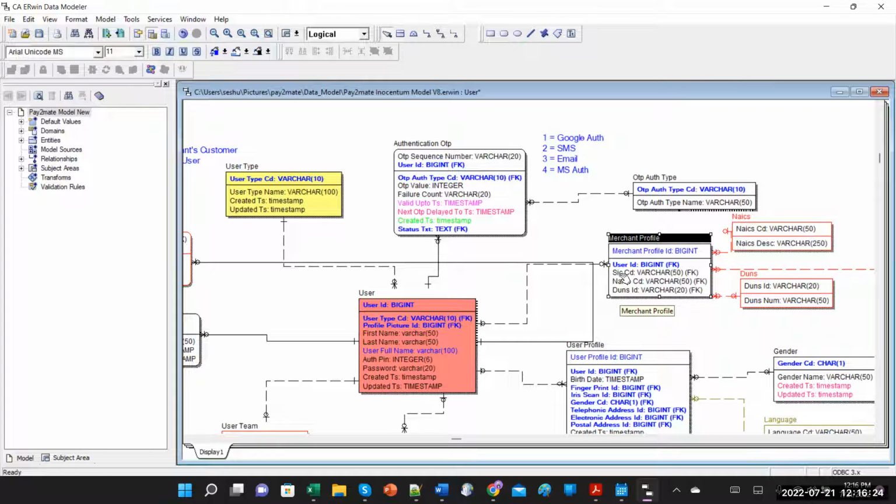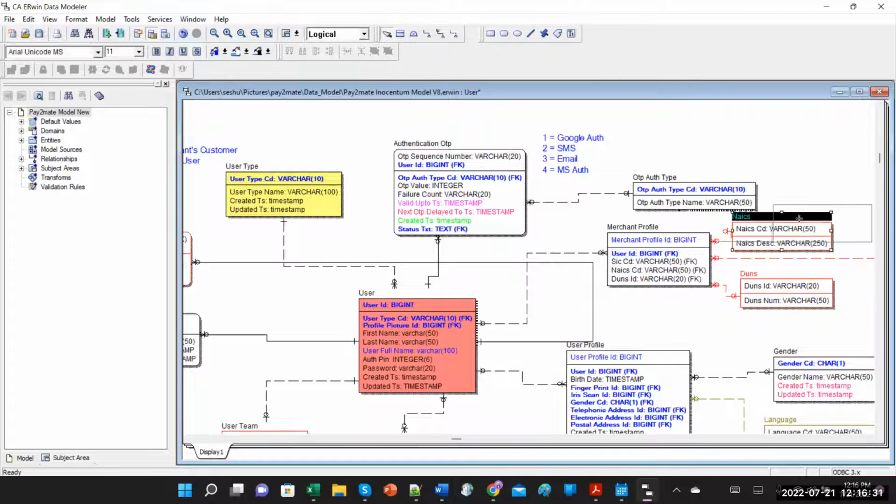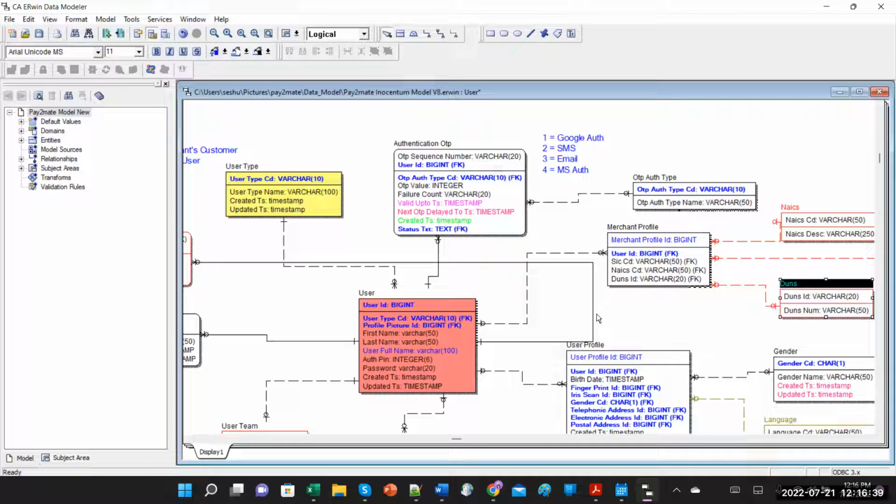These SIC fields are not mandatory standard fields. They are just temporary or optional fields, because when somebody is setting up, we can identify which industry they belong to.